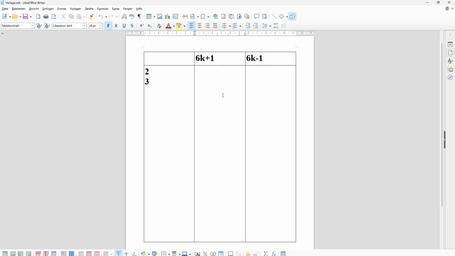And as a mnemonic bridge serves the fact that 6 plus 1 equals 7, 6 minus 1 equals 5. So we start out with these 2 numbers and then we simply add 6 until we reach our limit of 100, because in this video we want to identify all the primes up to 100.